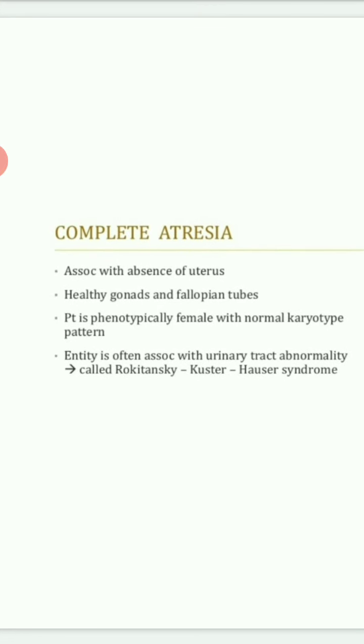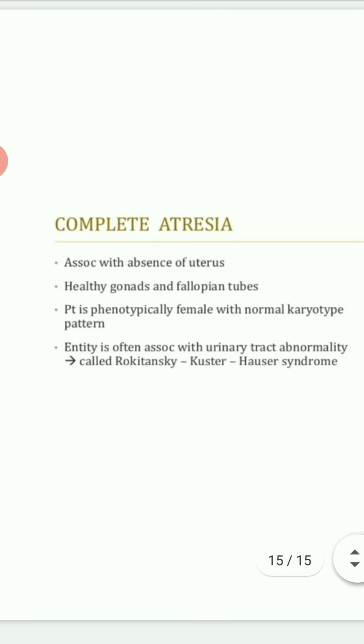Complete atresia is associated with absence of the uterus, with healthy gonads and fallopian tubes. The patient is phenotypically female with a normal karyotype pattern. It is often associated with urinary tract abnormality, called Rokitansky-Kuster-Hauser syndrome. This is one type of syndrome that occurs.